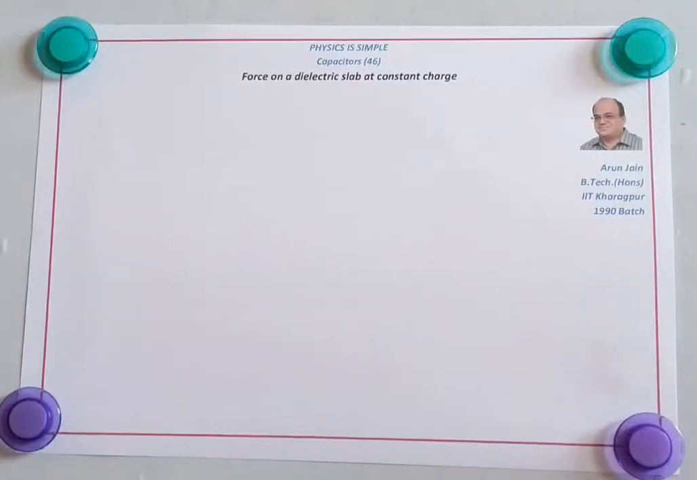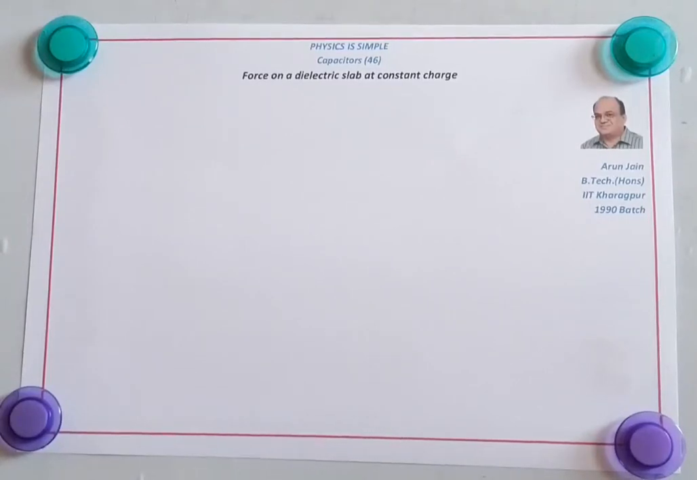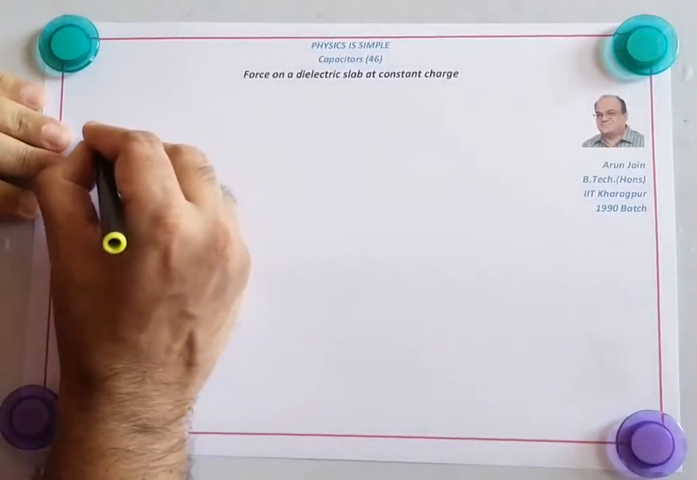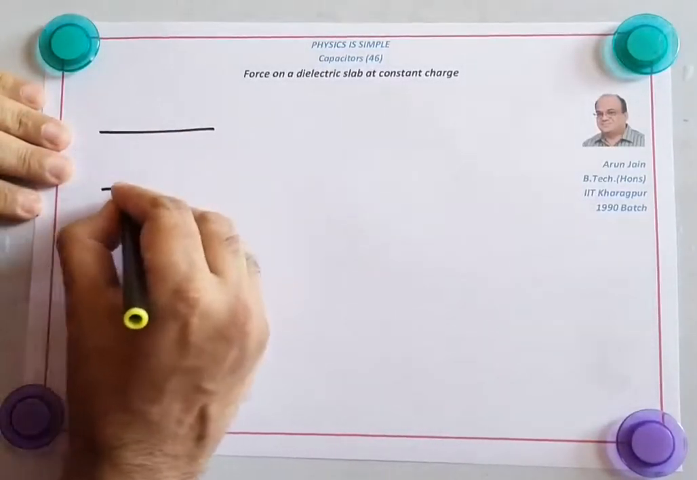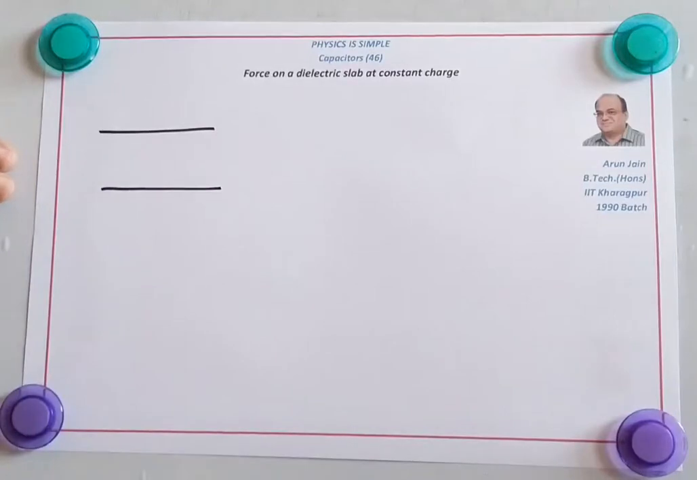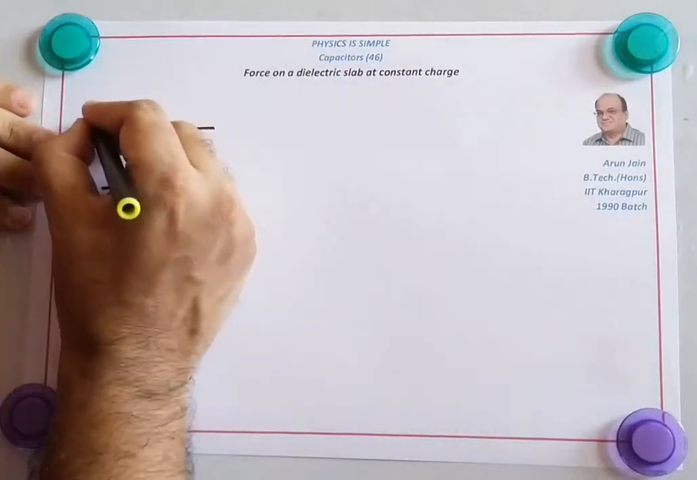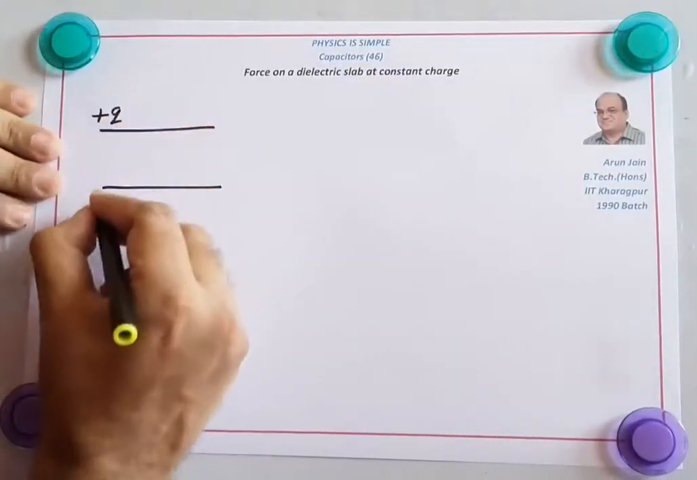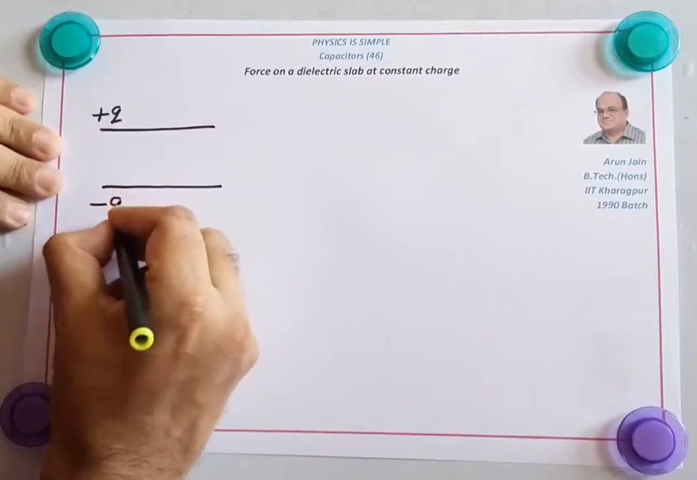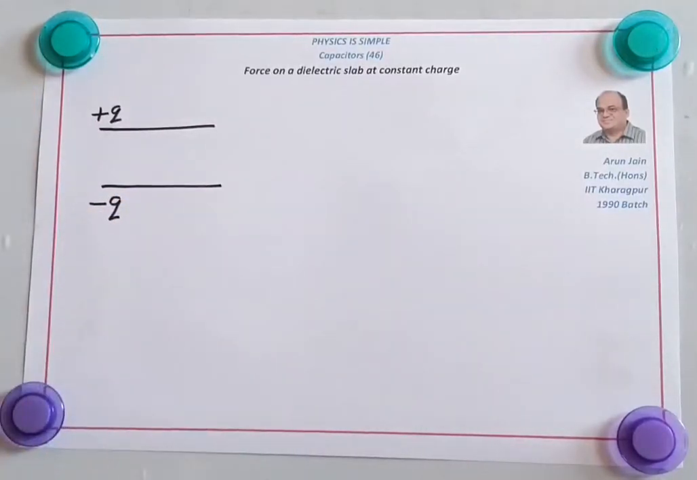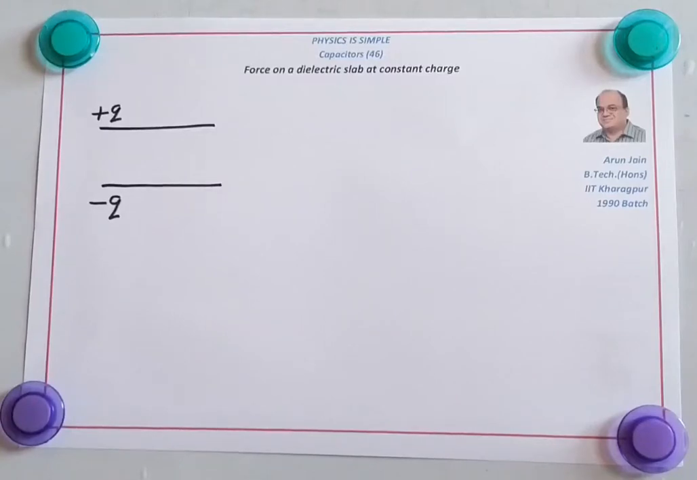In this lesson, we are going to discuss force on a dielectric slab at constant charge. So this capacitor is charged and the power supply is now disconnected. Once the power supply is disconnected, charge is trapped. So Q will remain constant.